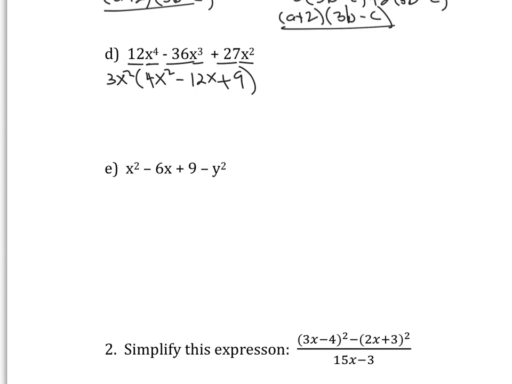Okay, can we factor any further? Well, inside here we have a perfect square and a perfect square, and the square roots of those are 2x and 3.